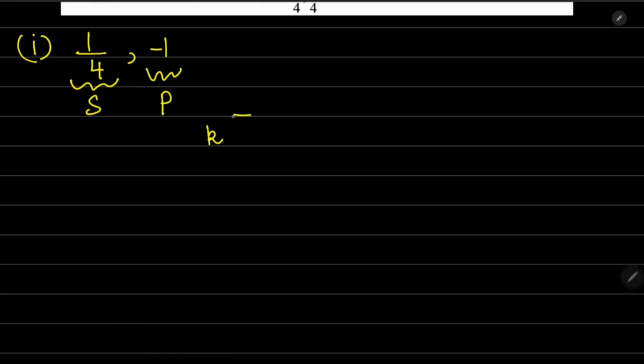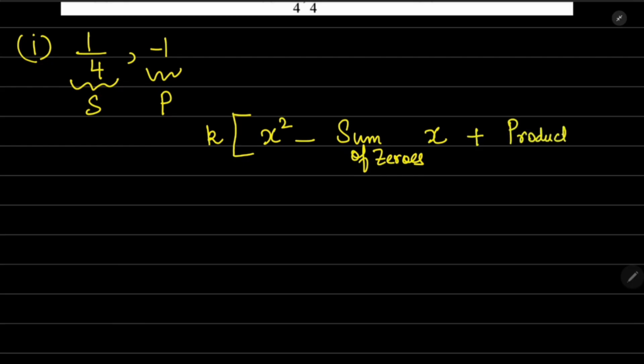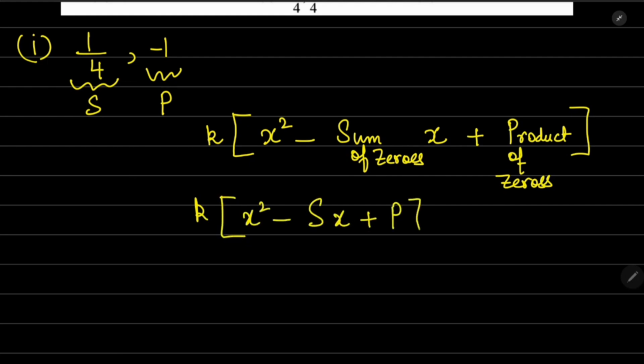That is k multiplied by x square minus the sum of the zeros into x plus the product of the zeros. So k multiplied by, how will you remember it? x square minus sx plus p. S is nothing but the sum and p is the product.